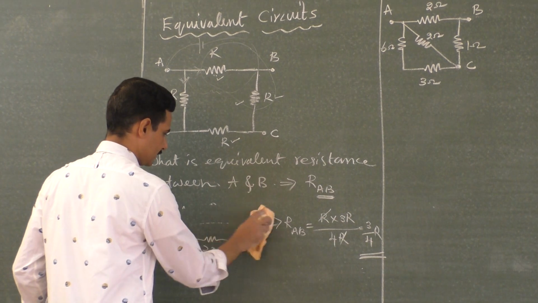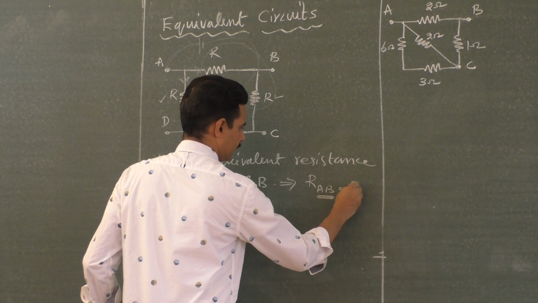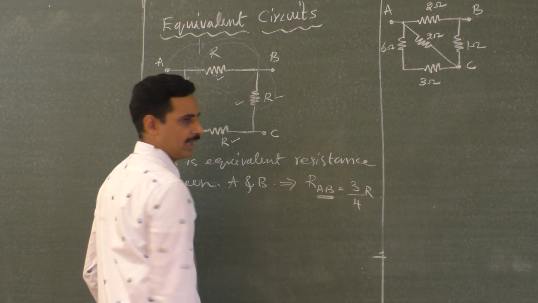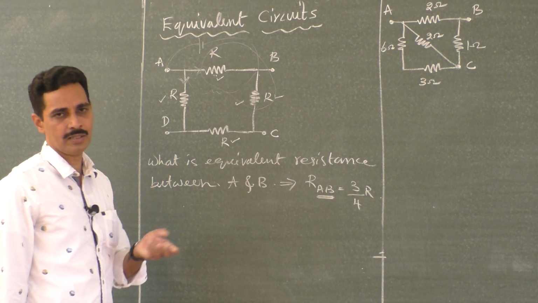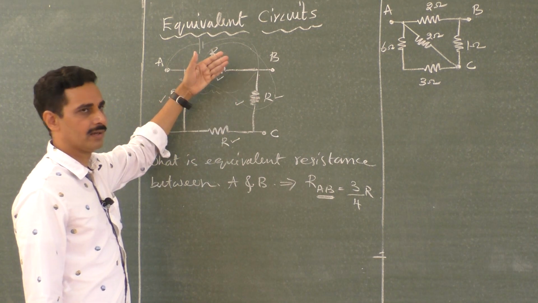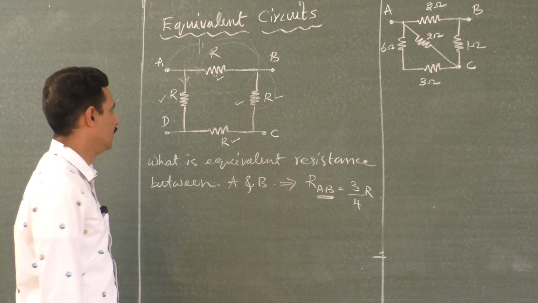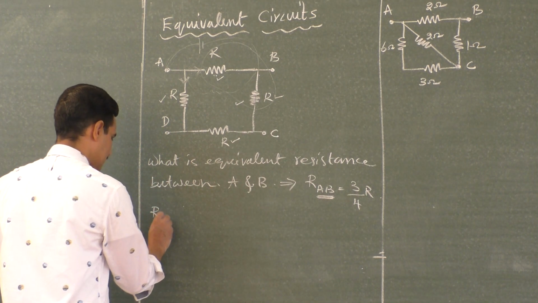Now suppose you are asked to find the resistance between A and C. So this is 3 by 4 R. Now, once you do that, you must be able to do it mentally. 3R parallel R: 3R into R by 3R plus R, which is 3 by 4 R. Finished.